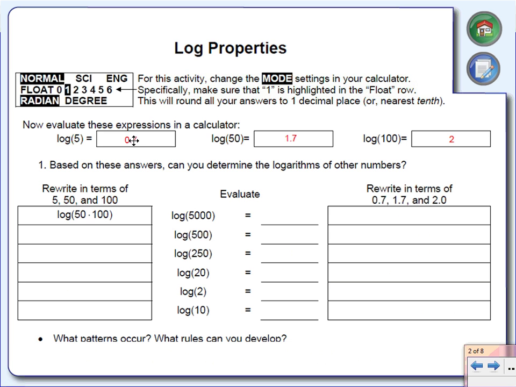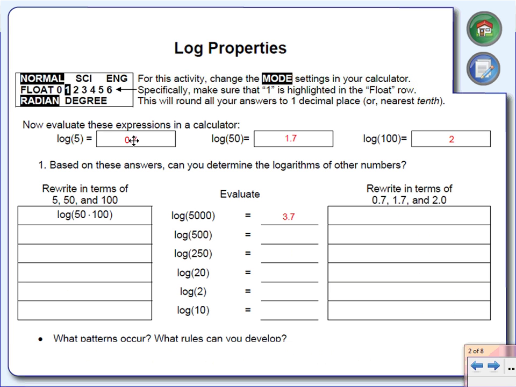The first thing they give us is the log of 5,000. If you think about it, how do I get 5,000 using either a 5, a 50, or 100? In this case, wouldn't I get 5,000 if I multiply 50 times 100? We all agree that 50 times 100 is 5,000. So log of 5,000 is the same thing as log of 50 times 100. They're equivalent. Let's go to our calculator and find the log of 5,000. What is the log of 5,000? 3.7. You can write that down.